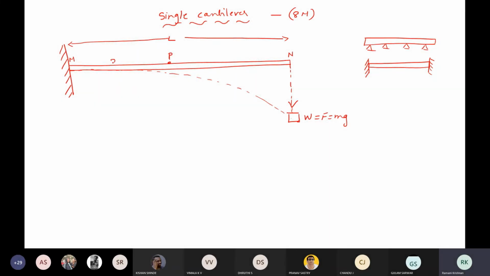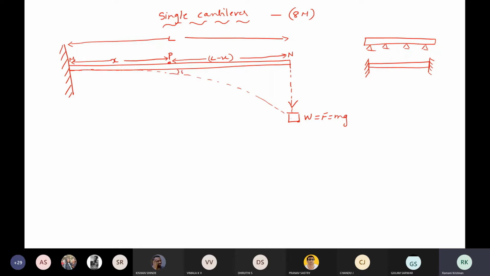What is this point P? It is at a distance x from the rigid end. So what is this distance PN? If L is the length of this beam and P is the point which is at a distance x from the fixed end, what is this region? L minus x. Okay, good. I'm going to find the bending moment acting at this point P due to the load attached. Before that, let us take the depression at this point.